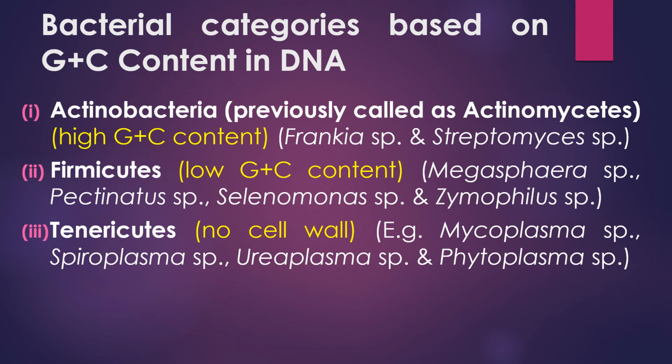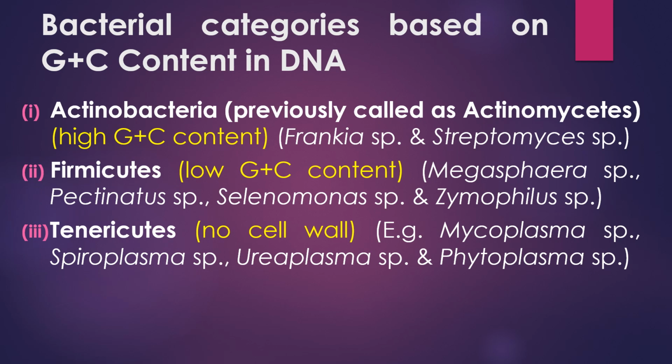The next one is the firmicutes. The firmicutes are the bacteria which contain low GC content. The examples of the firmicutes include the Megasphaera, Pectinatus, Selenomonas, and Zymophilus. These are all the examples for firmicutes. And the next category is the tenericutes. The tenericutes are the category which does not have the cell wall. The examples of the tenericutes are the Mycoplasma species, Spiroplasma species, Ureaplasma species, and Phytoplasma species.